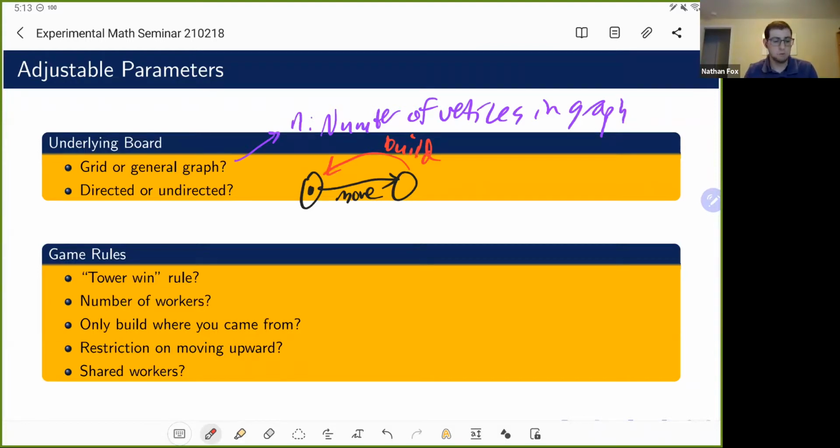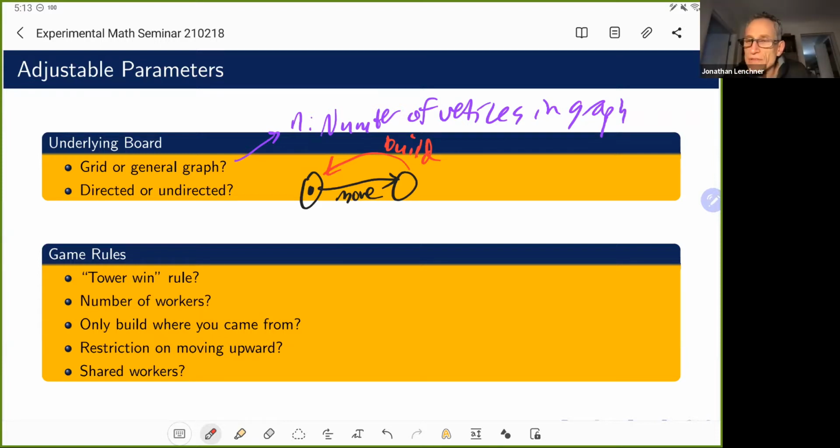All right, so then there's all these rules that you can mess with. There's this tower win rule that I've already said we're just going to basically throw out. There's the number of workers, which in Santorini is 2 per player, but we're usually going to talk about 1 per player, or even sometimes 1 shared worker.